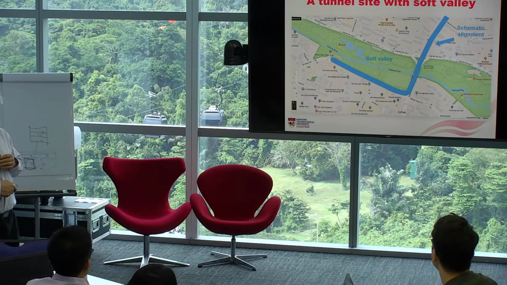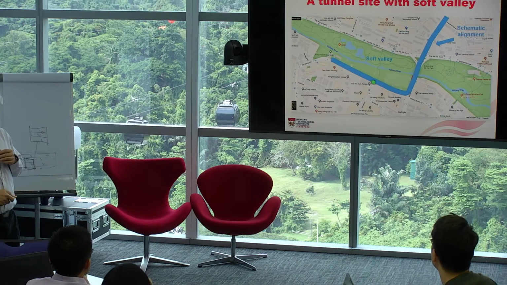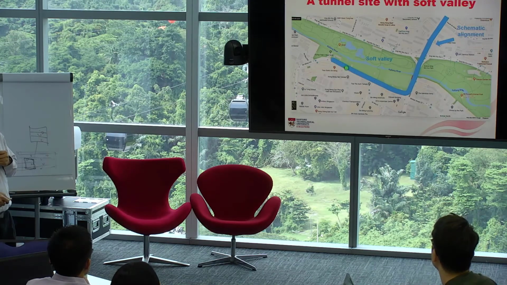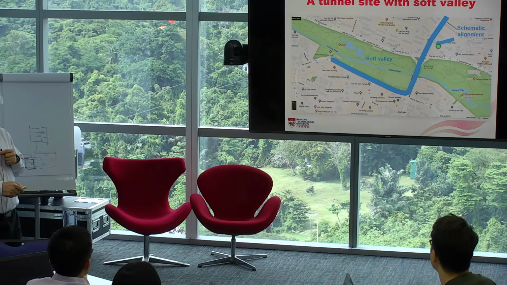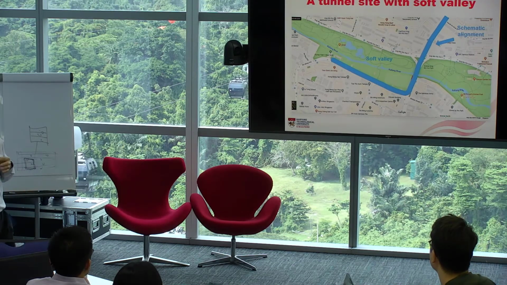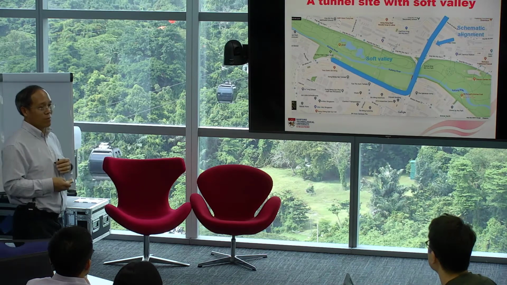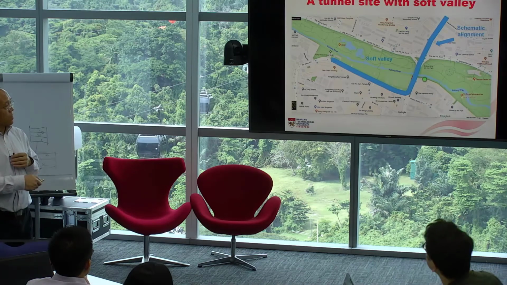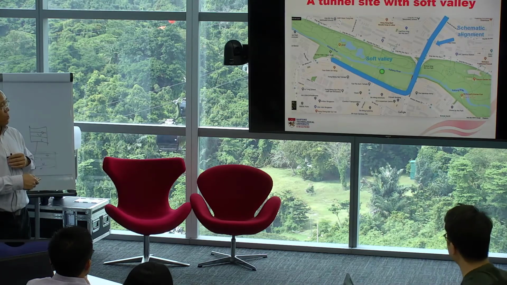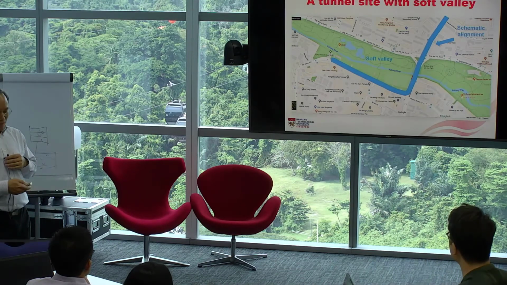Another example is what we are working on together now with LTA. There is a possibility an MRT line could be constructed somewhere along Bishan Park. If this is a schematic alignment, the first thing LTA would like to know, even during the planning stage, is what are the ground conditions, what is the geology at this particular site.